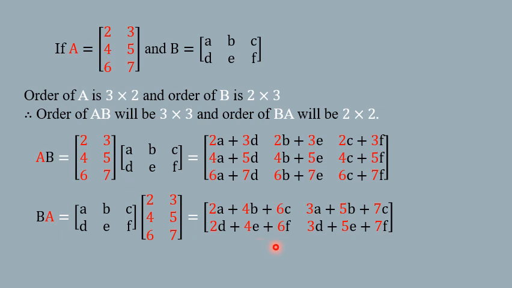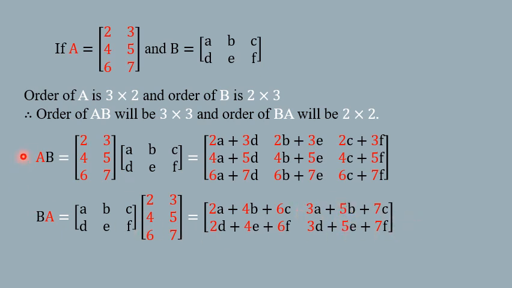For example, suppose this element is placed on first row second column. So we take the first row, that is a b c, and the second column, that is 3 5 7. So the sum of products is 3a plus 5b plus 7c. So this is matrix BA whose order is 2 by 2.